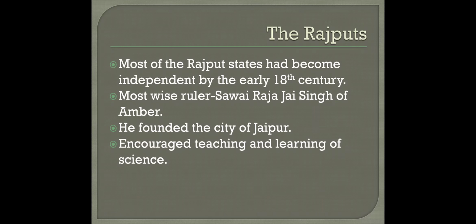Now, if we talk about the Rajput states, the most enlightened Rajput ruler was Savai Raja Jai Singh of Amber, who founded the city of Jaipur and made that city his capital. He was a very learned man. He in fact encouraged the teaching and learning of science also. So, this was all about the Rajputs. Next comes Punjab under the Sikhs.